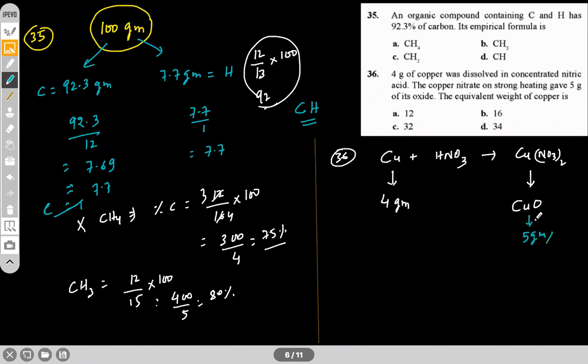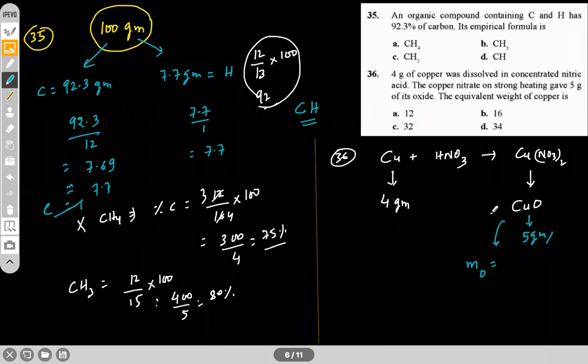5 grams of this mass. Okay. Now, to solve this question, you have to assume one thing: that all the copper has been converted into copper oxide, right? So we have 4 grams of copper initially, and in this copper oxide the mass is 5 grams. It means here the mass of oxygen will be what?